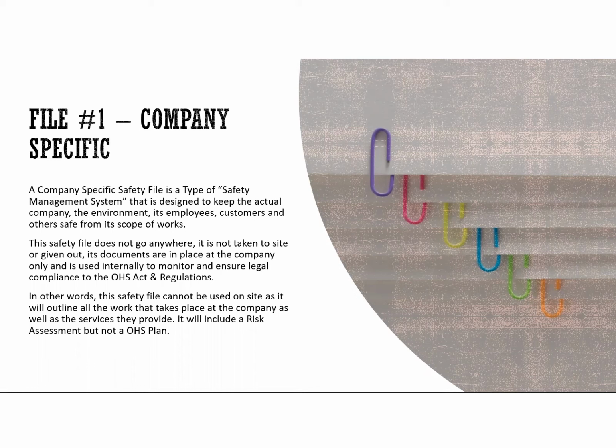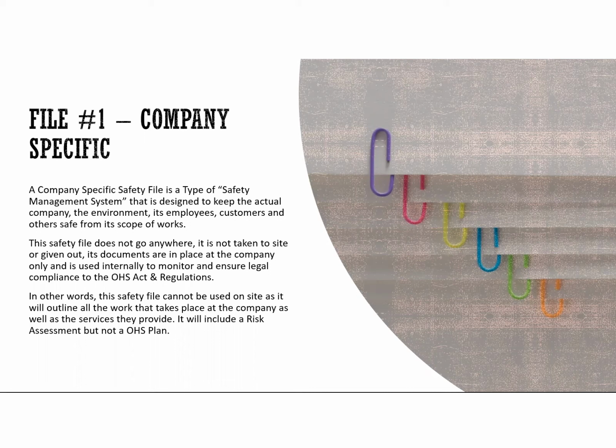Now, again, these are all internal documents. This safety file does not go anywhere. It's not taken to site, it's not given out. These are documents that are in place at your actual company. They are used internally to monitor and ensure legal compliance to the OSH Act and regulations for you personally. In other words, this safety file cannot be used on sites. It only outlines the work that takes place at the company, as well as the services you provide, with a baseline risk assessment.